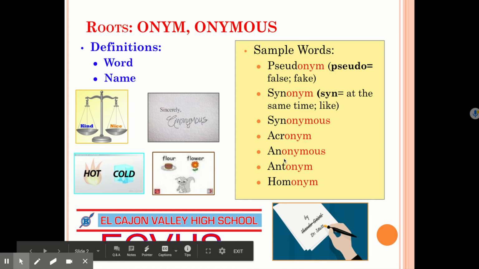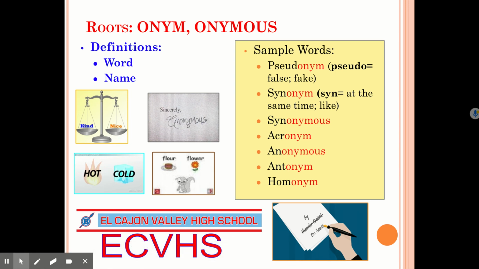Next, we have anonymous. That means an unknown name. So here in this picture, it's signed sincerely anonymous. That is not the person's name. It means that we don't know the name. And then we have antonym, a word that means the opposite of another word. So here are some examples. Hot is the opposite of cold.